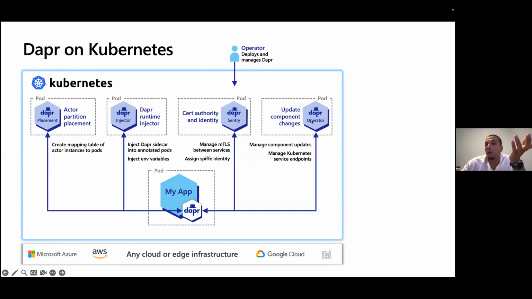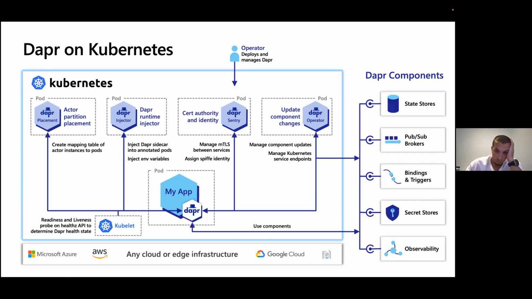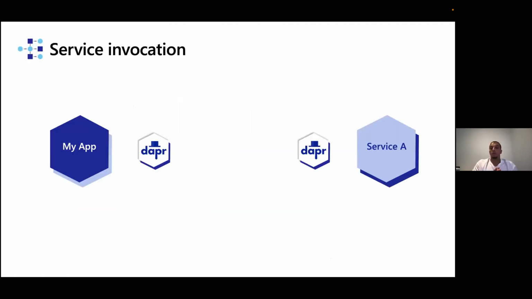And then we have the Dapr operator pod. That's an operator pod, so it manages the installation and the updates and so on for Dapr. And again, it runs in any Kubernetes environment that you may choose. Once you do this, again, you have access to all components. Okay, so now let's delve a bit more into the specifics of how they work.